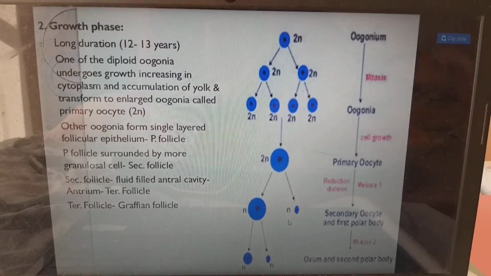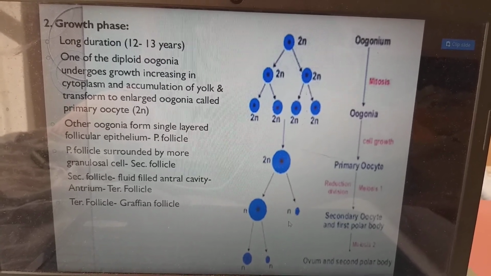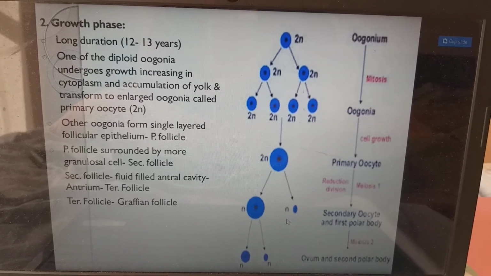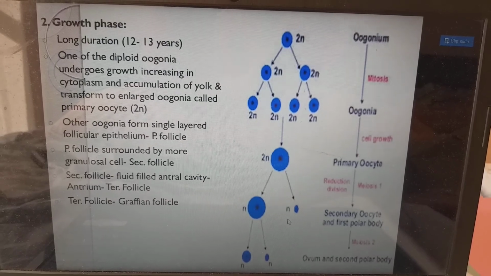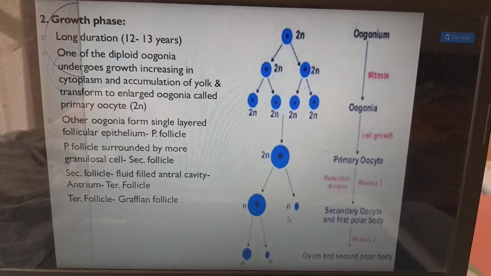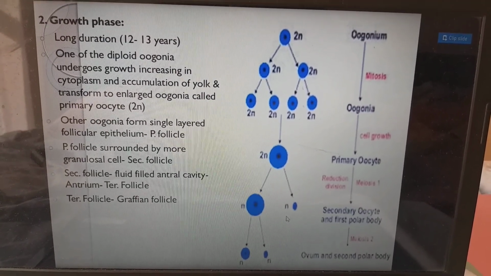And next, the growth phase, which is of long duration, around 12 to 13 years. Puberty also happens at around the age of 13 years. During that phase, growth keeps on happening. One of the diploid oogonia undergoes growth, with an increase in cytoplasm and accumulation of yolk, and is transformed into an enlarged oogonium, which we call the primary oocyte.